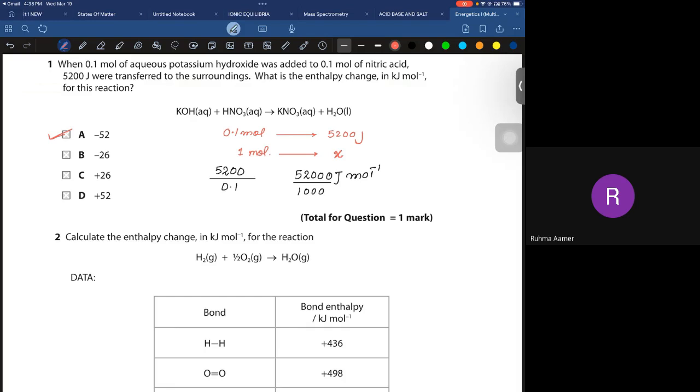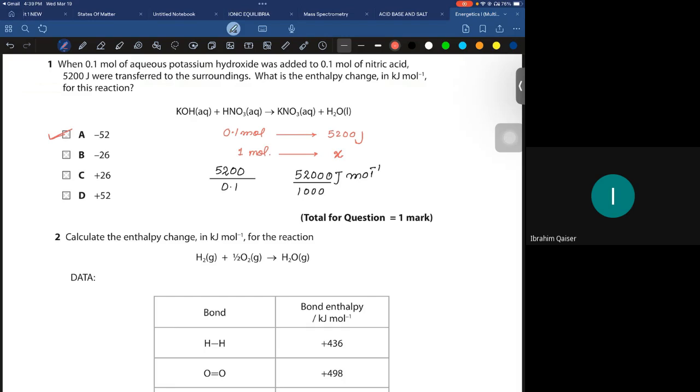Why minus 52? Why not plus 52? Because it's exothermic. Exactly, so you must know the type of reaction. They are not mentioning in this question whether the reaction is exo or endo. You have to identify by yourself by looking at the fact that energy was transferred to the surrounding. That's how I identified the reaction. That's the reason A is correct.